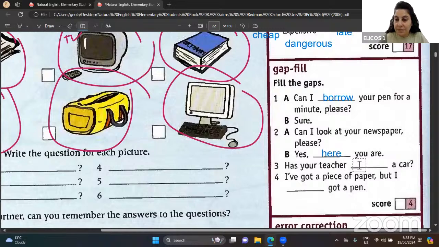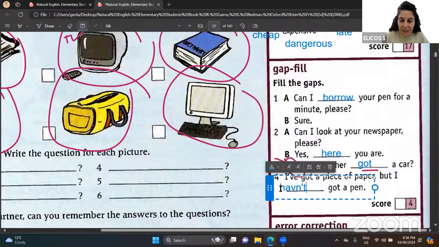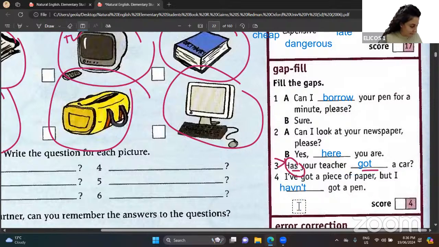Has your teacher got... We've already got have got, because you remember, it's he, she, it. So that's already from the verb. So has your teacher got? Remember we say have got. I have got a car. She has got a car. But as a question, has your teacher got a car? I've got a piece of paper, but I haven't got a pen.